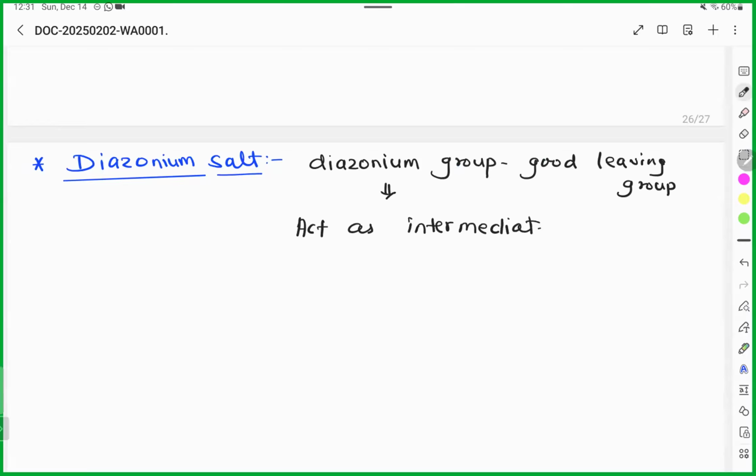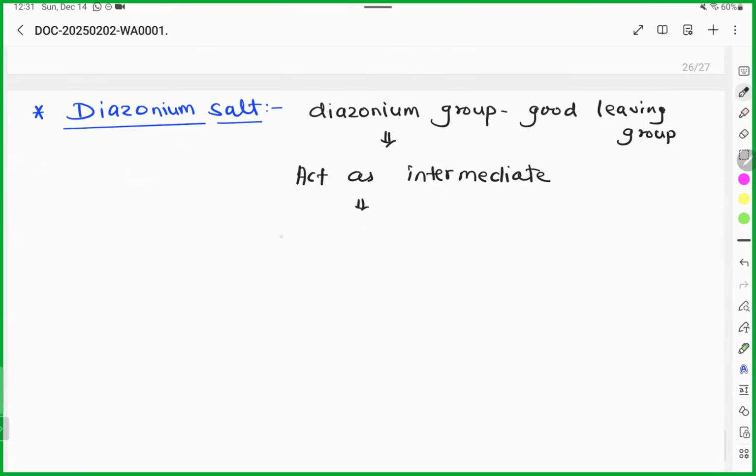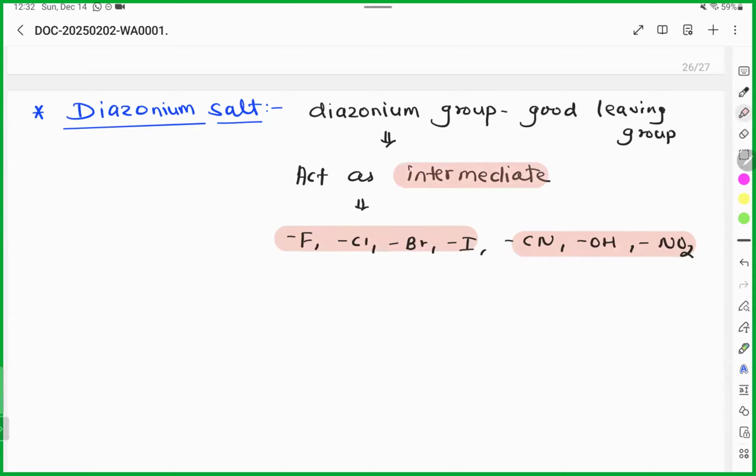Usually we cannot make such compounds easily, but with the help of diazonium salt, it is possible. Understood? And where does it act as an intermediate? For example, if you want to add fluorine, chlorine, bromine, iodine, all the halogens, cyanide, OH, or even NO2. In all these situations, you can use diazonium salt. Why? Because they are very good intermediates. For example, fluorine and iodine you cannot prepare by direct halogenation.